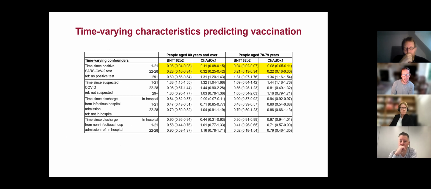So there are clearly also time-varying characteristics predicting vaccination in the English data that we've analysed. In particular, we looked at time since a positive test. Broadly speaking, individuals who'd had a positive test in the previous 3 weeks were some 90 or more percent less likely to be vaccinated. Broadly speaking, you weren't going to get vaccination if you had recently tested positive.